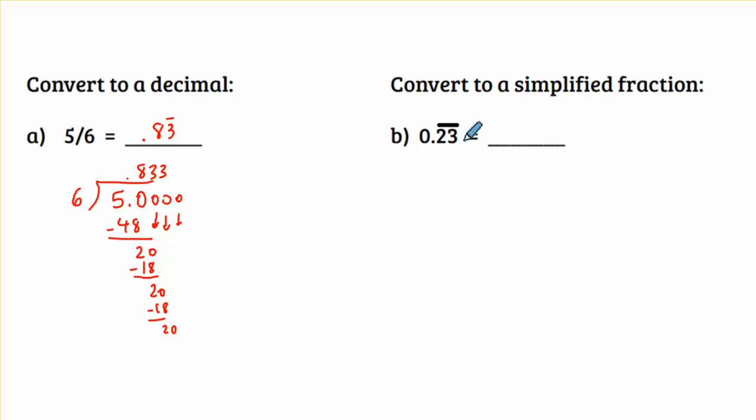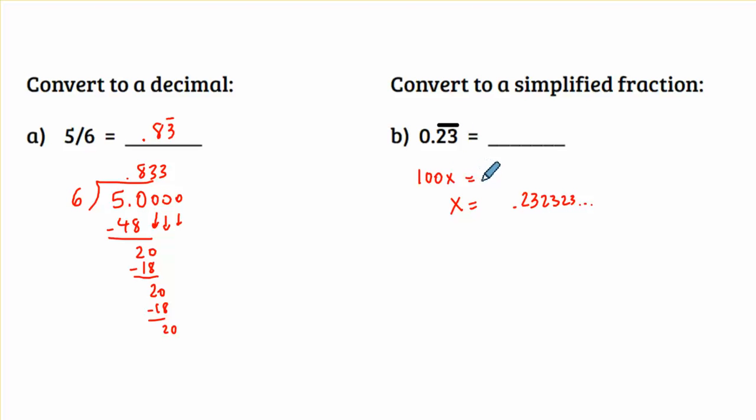Okay, for part B, we're going to change this into a fraction. So I'm going to let this equal x, so 0.23 repeating, and I'm just going to write a few digits out. And I ask myself, how many digits are repeating? Well, I've got 2, the 2 and the 3. So that means I need to multiply that by 100 because 100 has 2 zeros. The 2 zeros match the 2 digits that are repeating.